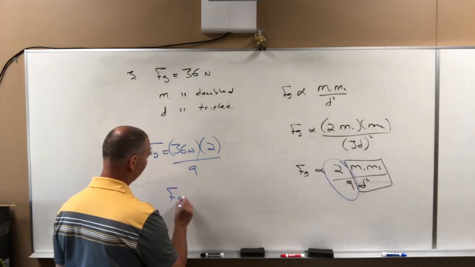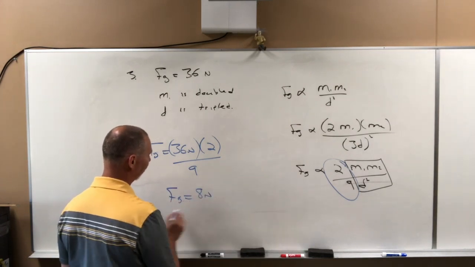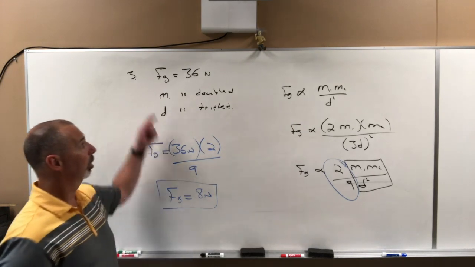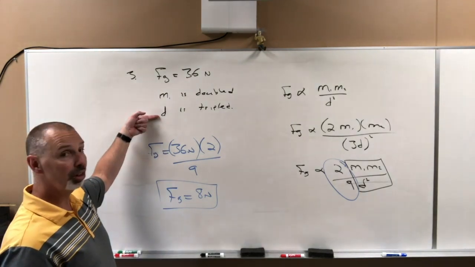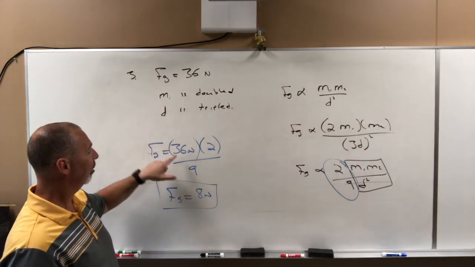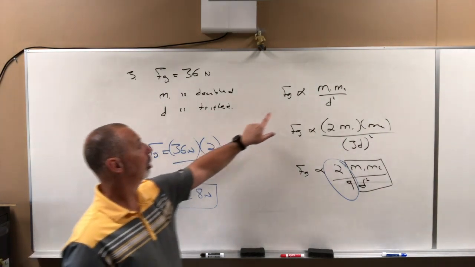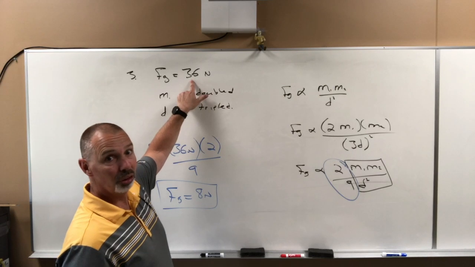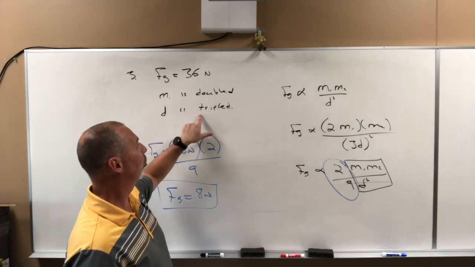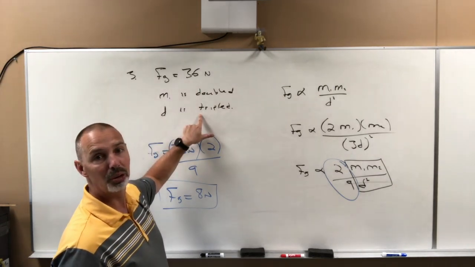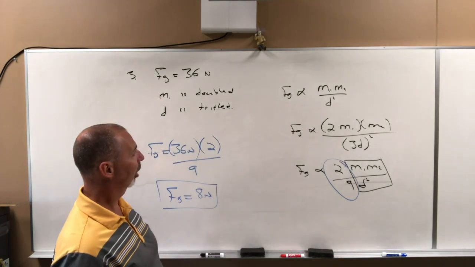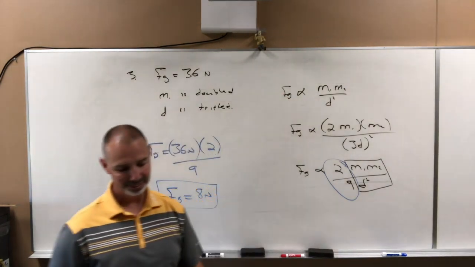So the new force of gravity, after we double the mass on one and triple the distance between them, is going to take the force from 36 to 8, because we're going to double it first, which makes it 72, and then we're going to triple the distance, which means we're going to divide the force by 9. Okay, we can work it out this way. It works out nice and easy.